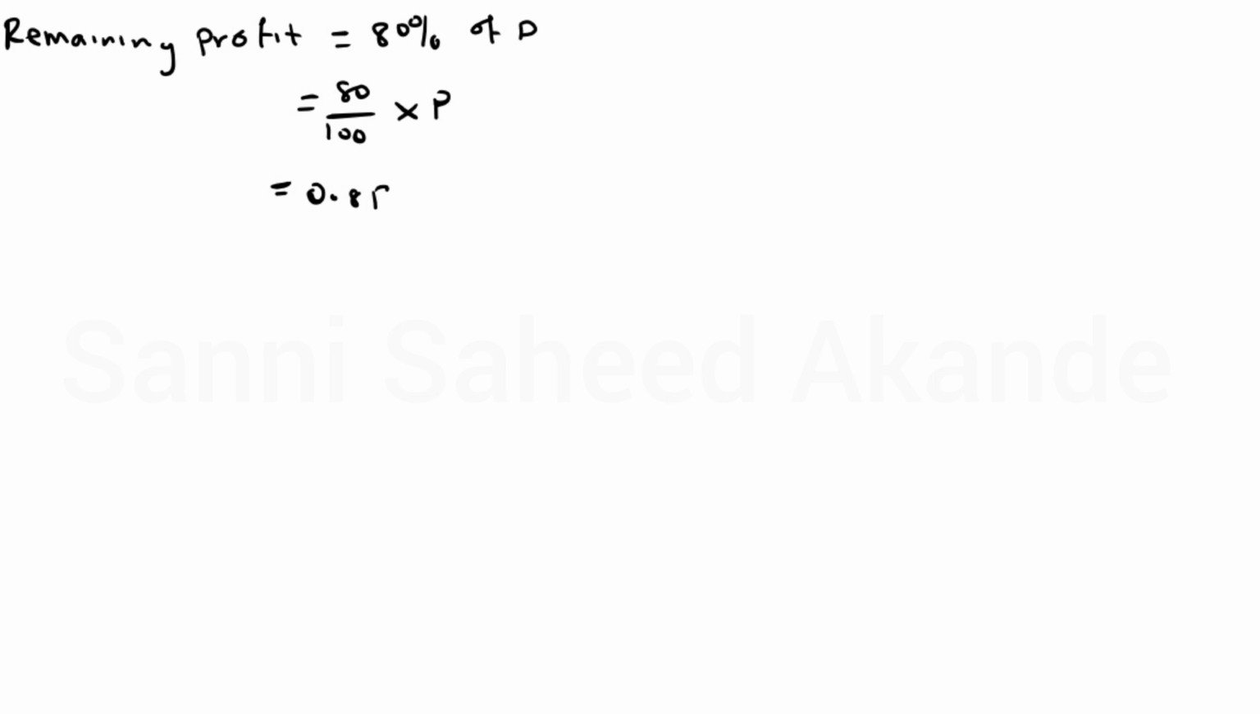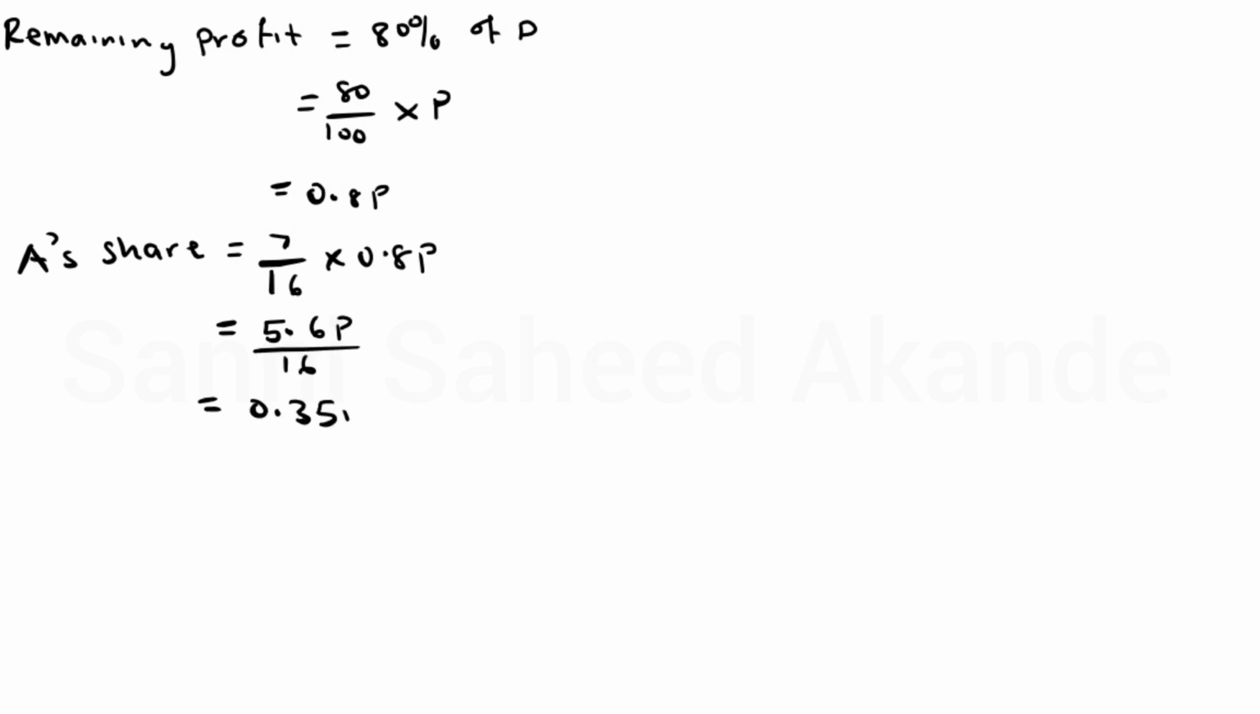So let's now quickly look at A's share. A's share is equal to the ratio of A, which is 7, over the total ratio, which is 16, times 0.8P. So 7 times 0.8 will be 5.6P divided by 16, and this will give us 0.35P. So that is A's share.